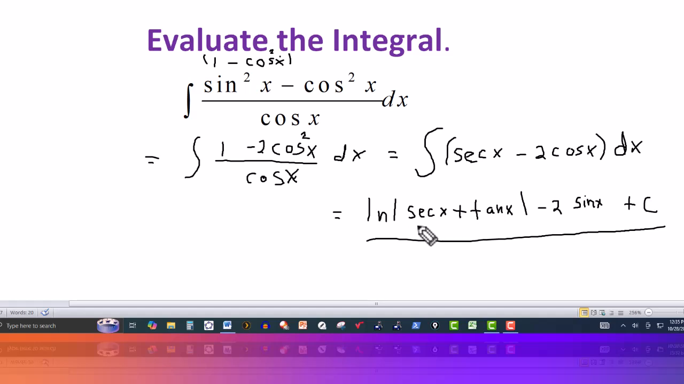Natural log of the absolute value of secant of x plus tangent of x, minus 2 times the sine of x, plus the constant of integration.